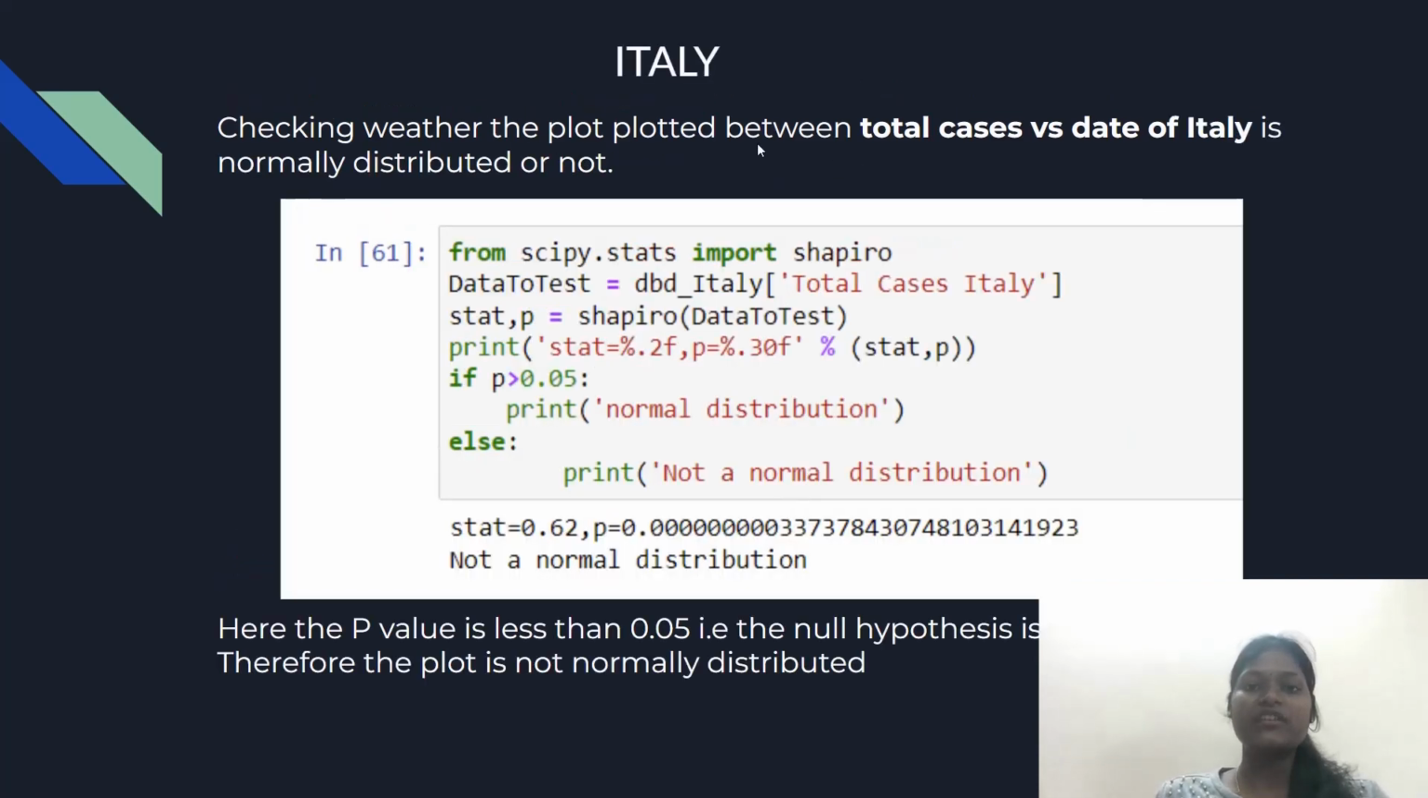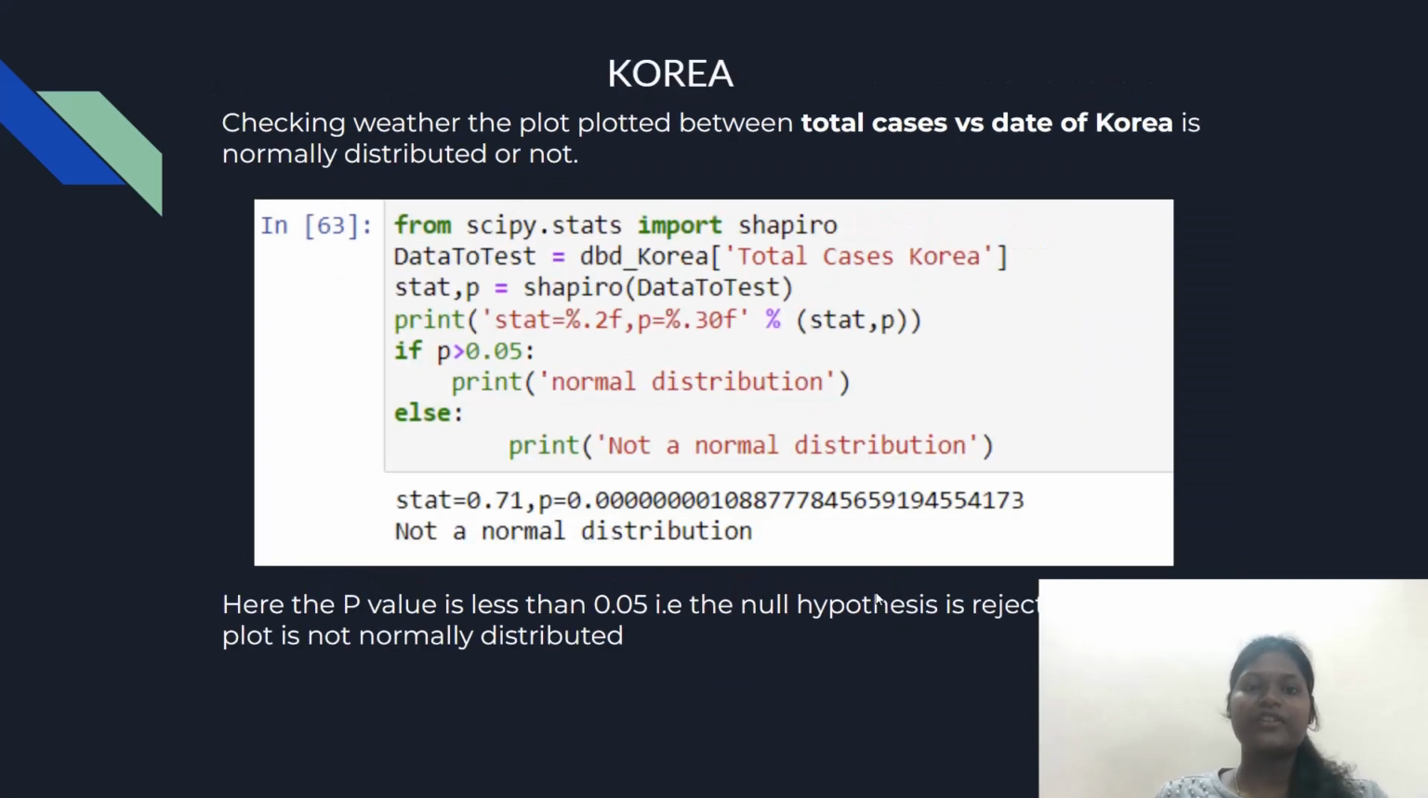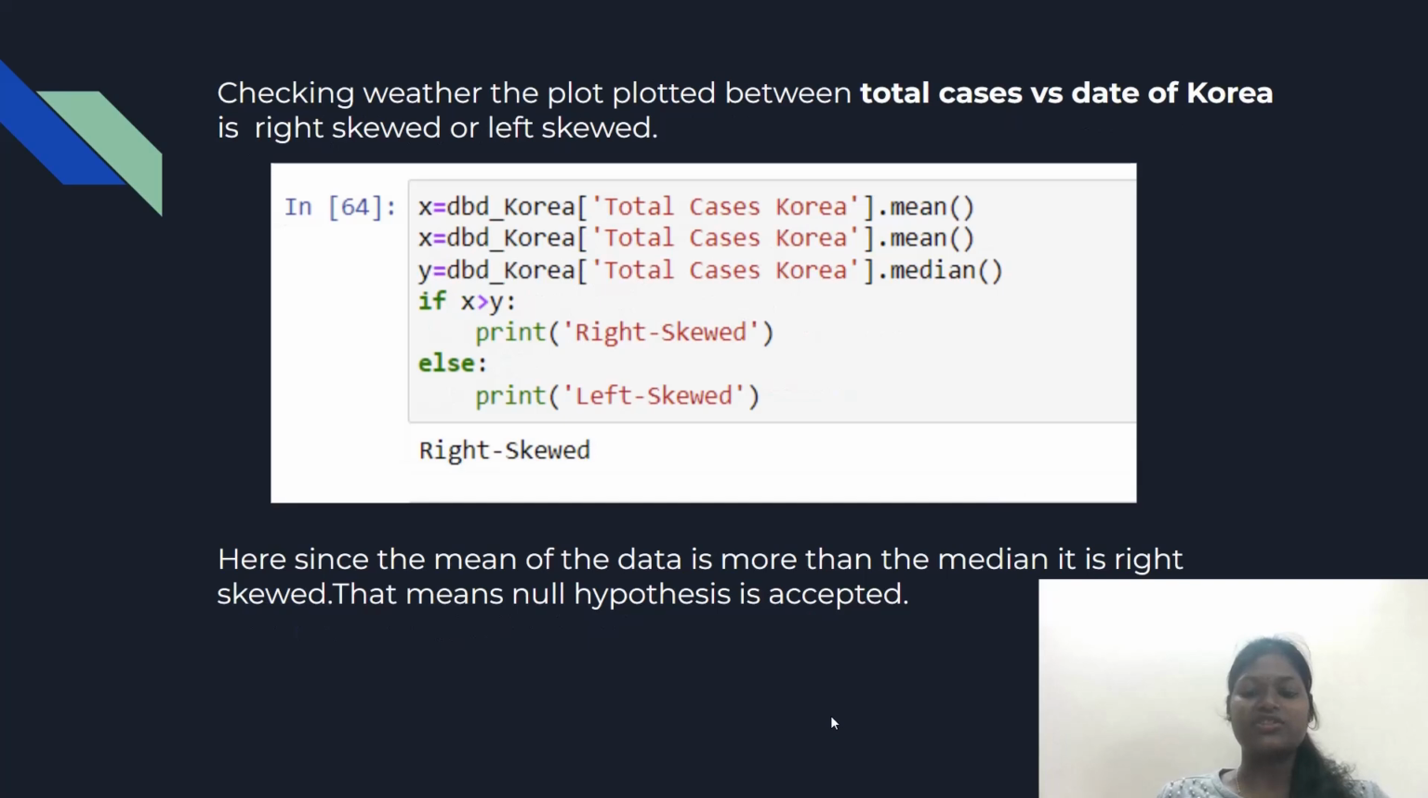When we do the same thing for Italy, we got a p-value less than 0.05. That means the plot is not normally distributed, and at the same time it is right skewed. When we do the same thing for Korea, we got a p-value less than 0.05. That means the plot is not normally distributed, and at the same time it is right skewed.